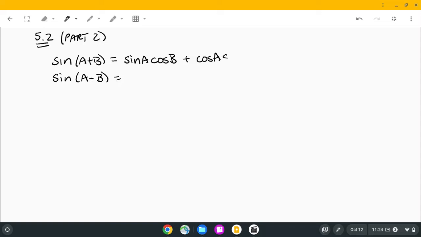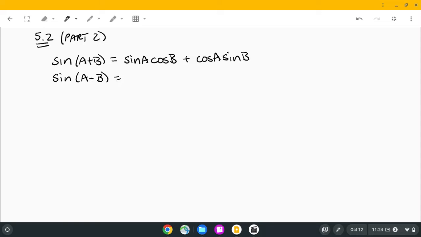Okay, so the sum formula for sine and the difference formula for sine look very similar to the ones for cosine. So make sure you pay attention to the differences. All right, so for cosine, it was cosine cosine minus sine sine, right? Here, it's going to alternate. So it's going to be sine A cosine B plus cosine A sine B.